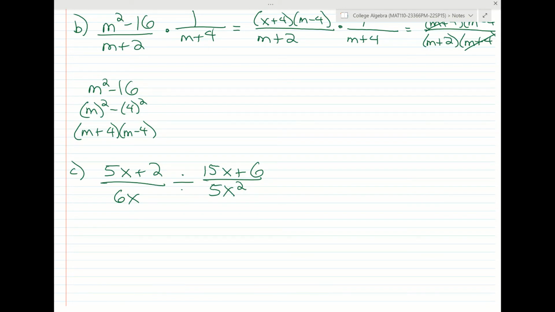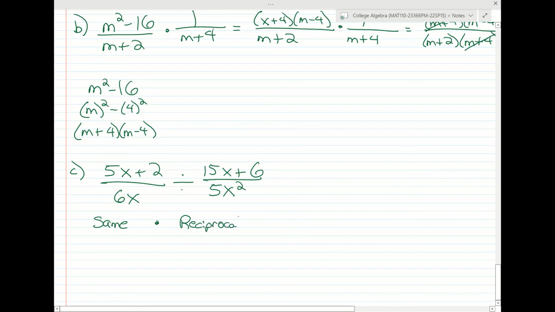What we want to do, just like we said before, is factor completely. So 5x plus 2, there's nothing to factor there. 6x, nothing to factor. 15x plus 6, nothing to factor. 5x squared, nothing to factor. What we want to do is keep this the same and then multiply by what's called the reciprocal. What reciprocal means is that you switch the top and bottom.